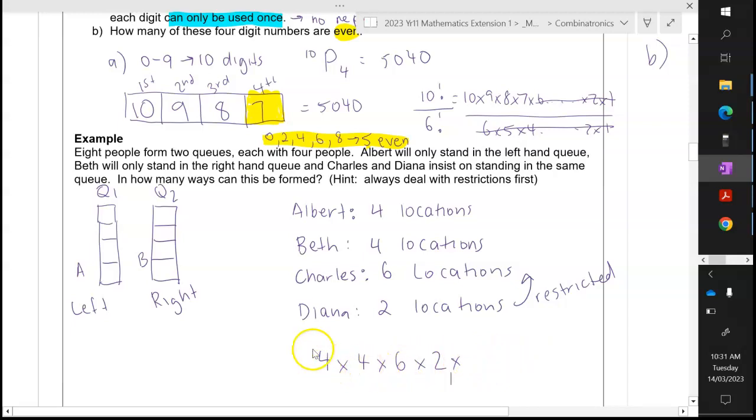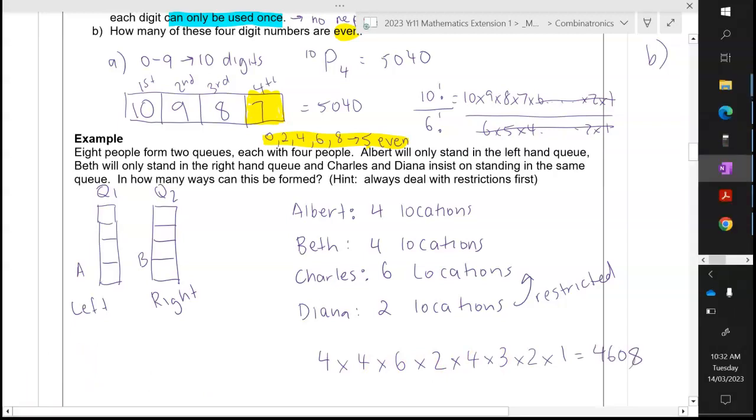So once these guys, Albert, Beth, Charles, and Diana, have filled their spots in the left or right queues, our 5th person has got 4 spots left to choose from, because 4 people have taken up the spots there already. There's 4 other spots, so that next person's got 4 places to choose from. The person after that has only got 3 places. The person after that's got 2, and the last person's got 1. So if we multiply that together, that's going to give us the number of ways that the queue can be formed. And that gives us 4,608 ways.